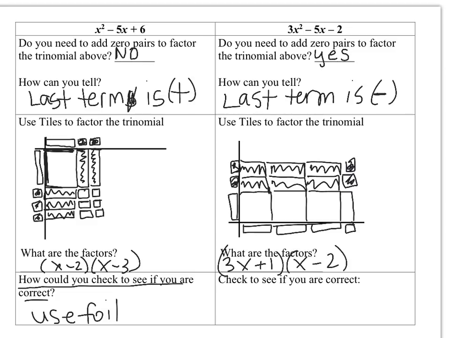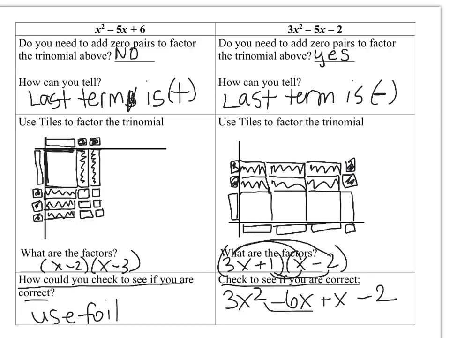And now down here, it's actually saying, now check to see if you're correct. So we're going to use FOIL, and we're going to see if we're correct. I'm going to do 3x times x, and that gives me 3x squared. And 3x times negative 2 is going to give me negative 6x. Then 1 times x is going to give me positive x. And then 1 times negative 2 is negative 2.